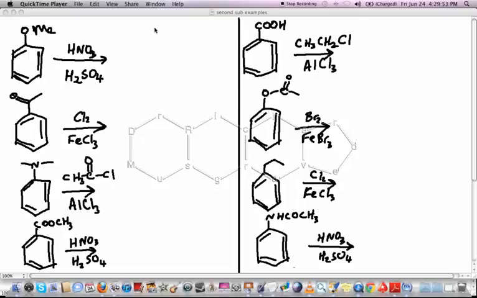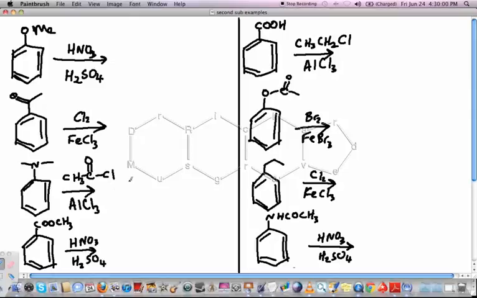Alright, let's look at some electrophilic aromatic substitution examples, how we might go about doing them. What we're looking at here is a situation where we have an OMe connected to the ring. When we're looking at these, what we really want to do is focus on the atom directly attached to the aromatic ring. Find out whether it's going to be delta minus or delta plus, because that will tell us whether it's going to be activating or deactivating.